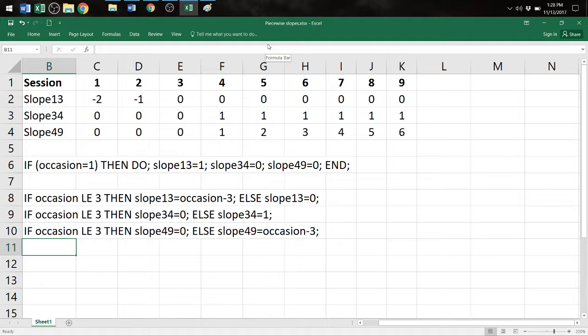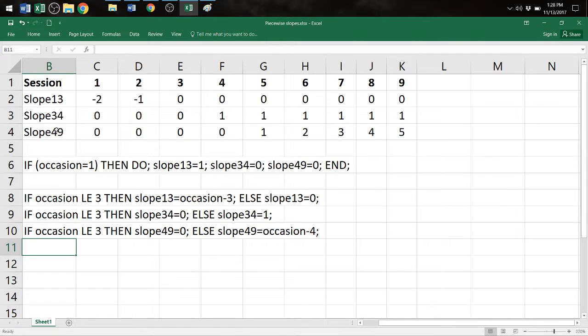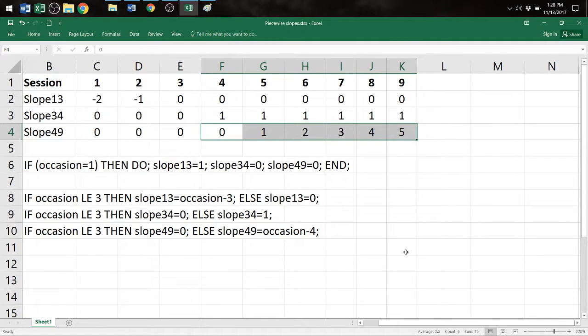Question? Under the slope 4,9, why under the fourth occasion is it not 0? Oh, you're right. Thank you. I forgot about the jump that I just put in. Let me switch that one. It's minus 4 on this one. Because I have already captured, that's what it would be if it were 3 to 9. But because it's 4 to 9, it starts here. Thank you for catching that.